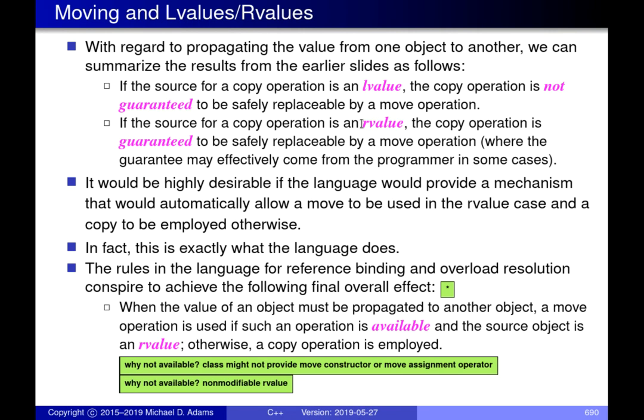In the case it's an R-value expression, then it's always safe to replace a copy with a move, so the compiler will do this. It'd be really nice if the compiler just automatically did this for us, so we don't have to say move, move, move all over the place. If it's safe to do, the compiler just automatically does it, and this is how the language is defined. When you're trying to propagate the value of an object from one object to another, a move operation, that's what I'm referring to as this last bullet here, a move operation will be performed if such an operation is available, and the source for the move operation, the source from which you're propagating values, is an R-value expression.